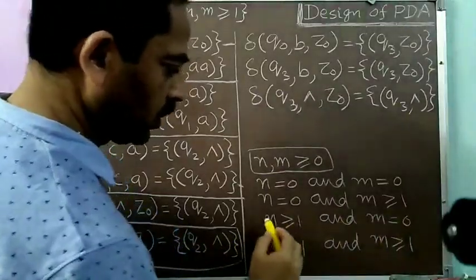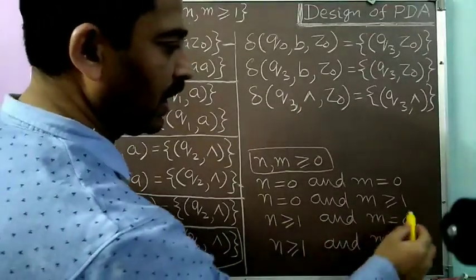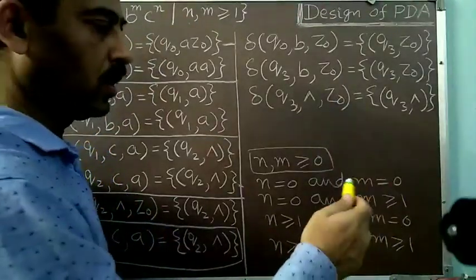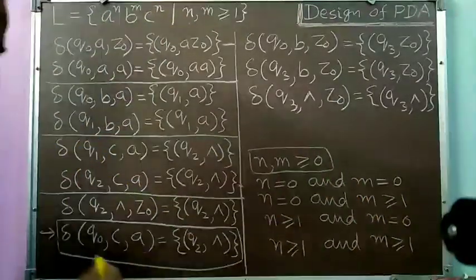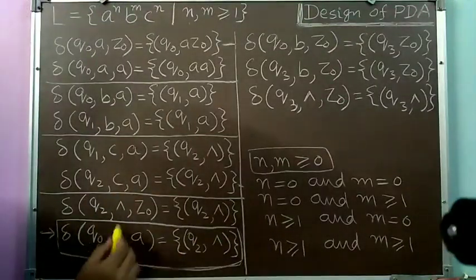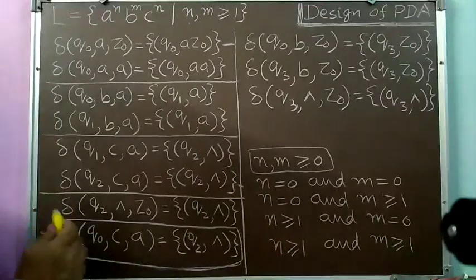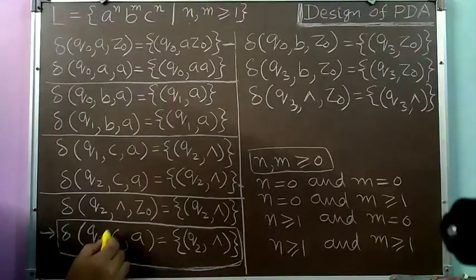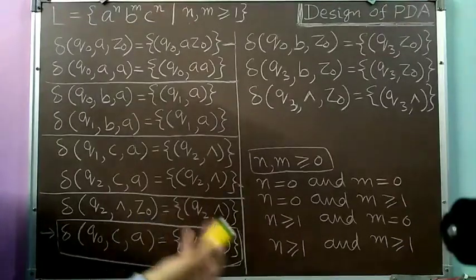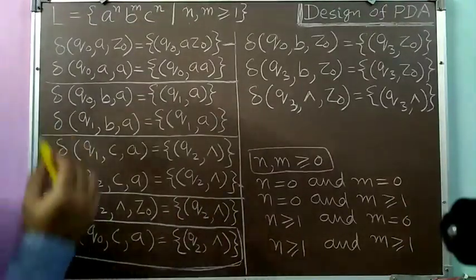Then come to the next situation, that is n is non-zero and m is 0. So n is non-zero, m is 0 means our strings will not contain b's. In such a situation, we have added this particular transition, that is after pushing all the a's, we will directly get c in the q0 state. We will not get b's. So we will add this particular transition.